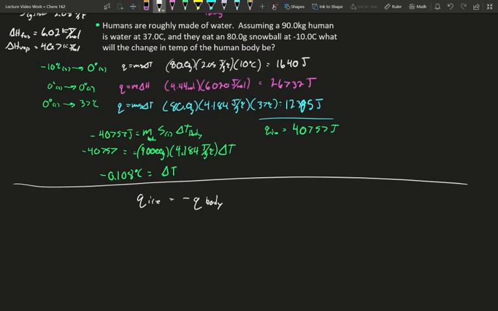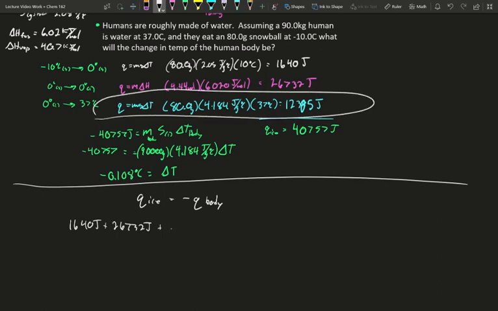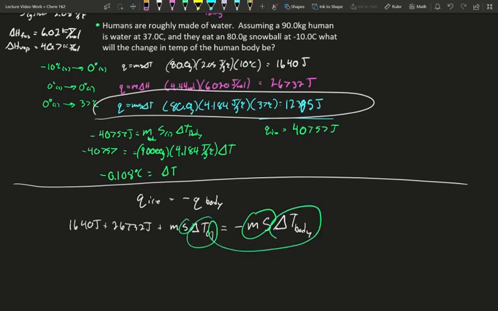What is the Q of the ice in this case? Well, that's 1640 joules plus 26,732 joules plus the liquid heating up phase, mass s delta T. That must equal what happens to the body, which is the negative of the body's mass, the s, and the body's delta T. Well, we know the mass for both. We know the s value for both. It's the delta T that's actually our unknown here.